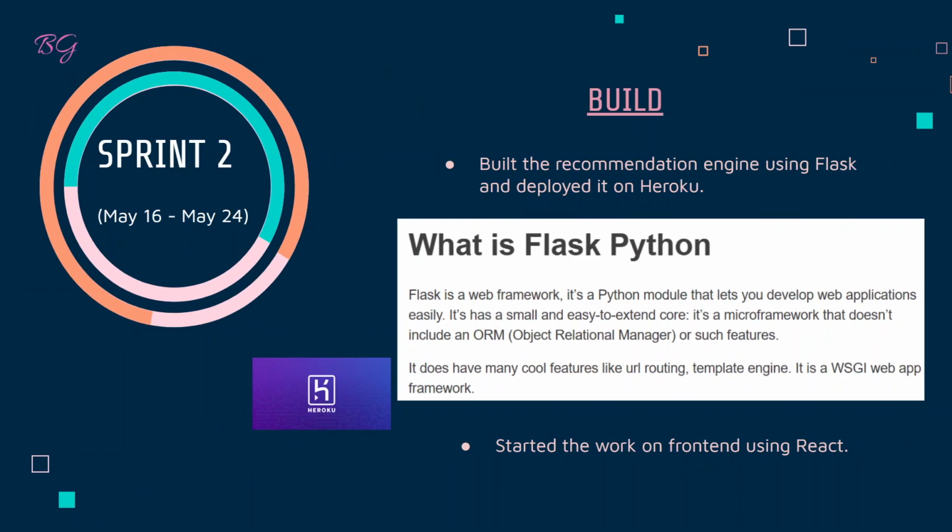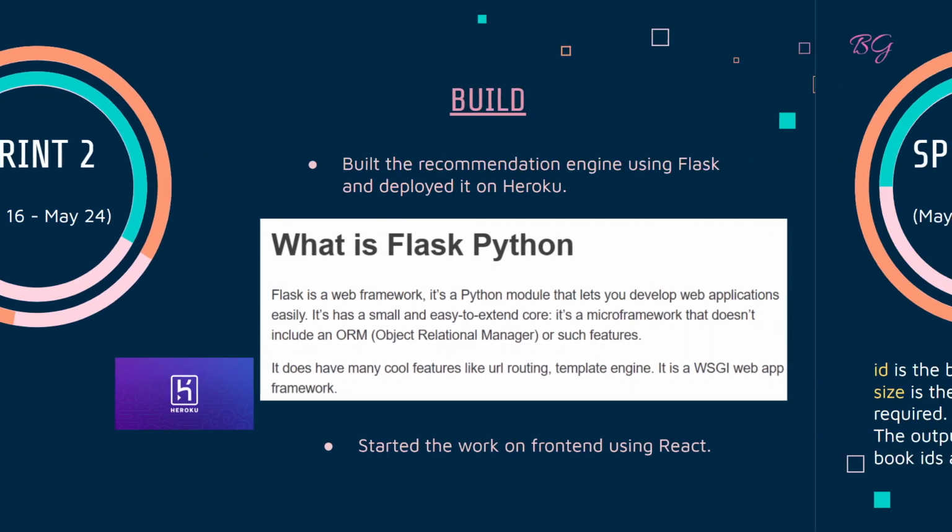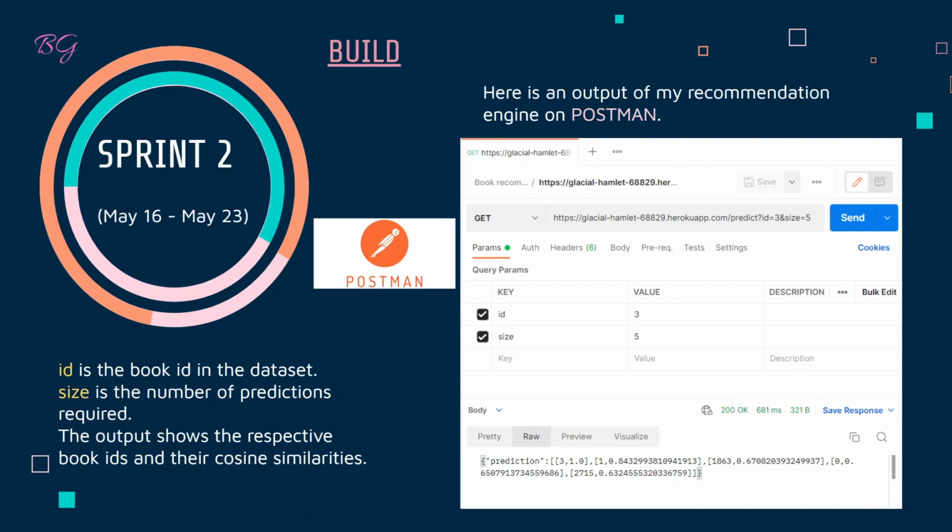Sprint 2. In this week, I built the recommendation engine using Flask and deployed it on Heroku, and I started the work on the frontend using React. Here is an output of my recommendation engine on Postman. ID is the book ID in the dataset, size is the number of predictions required, and the output shows the respective book IDs with their cosine similarities.